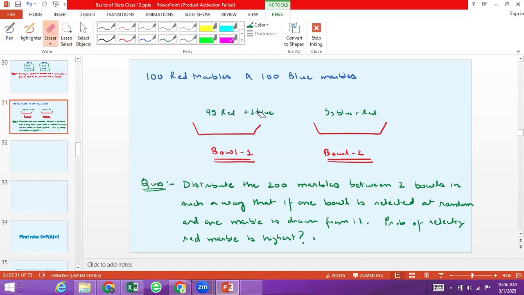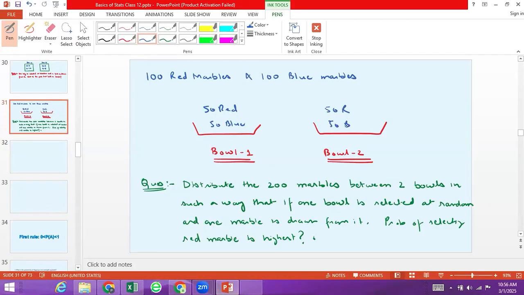Let's say if I start with this, that I have 100 red balls here and 100 blue balls here, what will be the probability of selecting a red ball? 50%, right? Yes. What if I change the mix? Let's say keep 50 red, 50 blue here, and here 50 red and 50 blue.